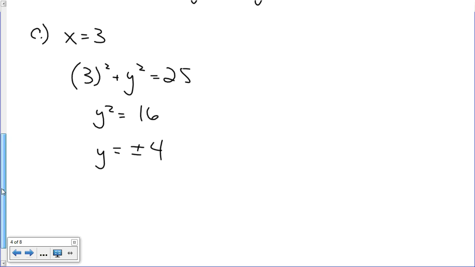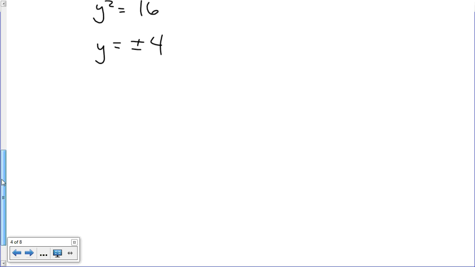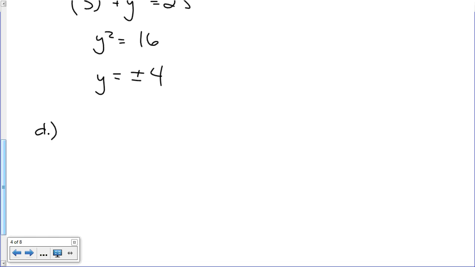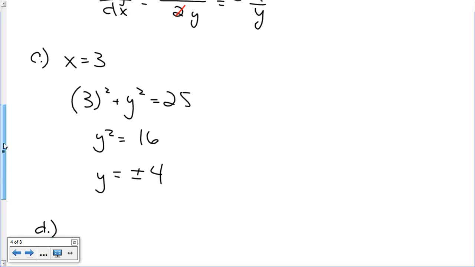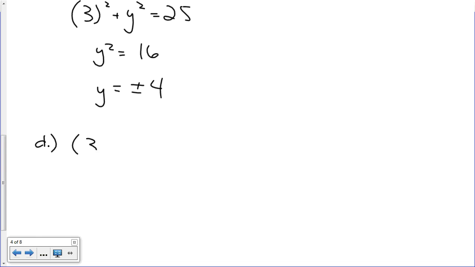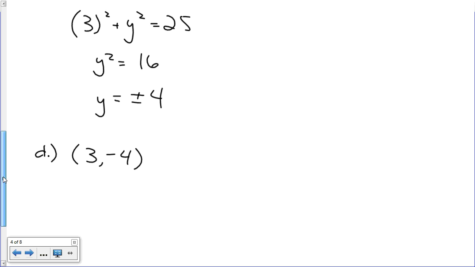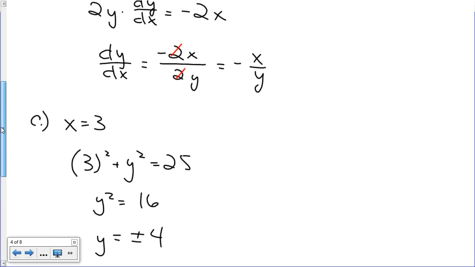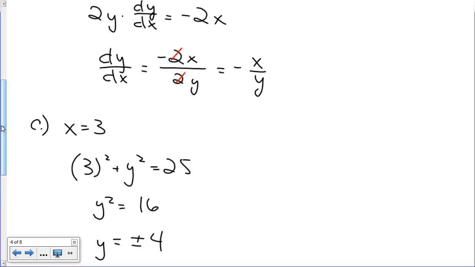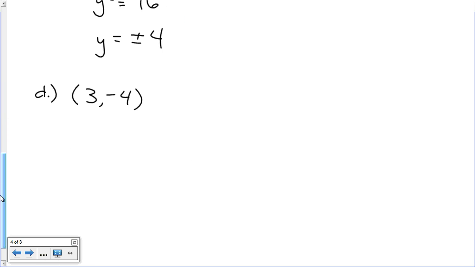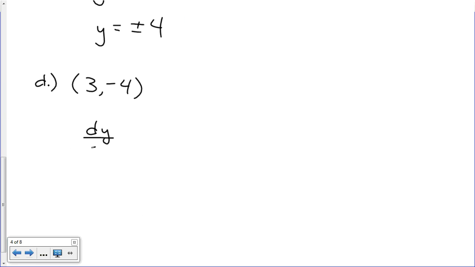Okay, so let's first find the slope of that line. Again, I want to find the slope at x equals 3, negative 4 is the point they gave us, the lower y value they said. So I need to find the derivative. I need to know the slope of this thing. Well, right here was our derivative. We said the derivative, dy dx, is equal to the opposite of x over y.